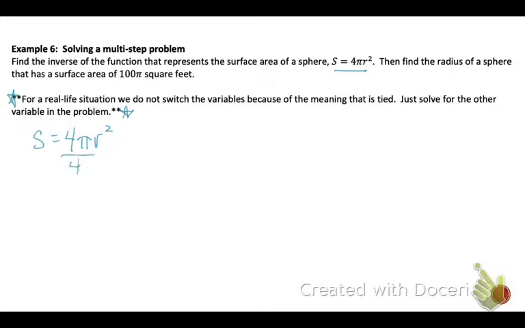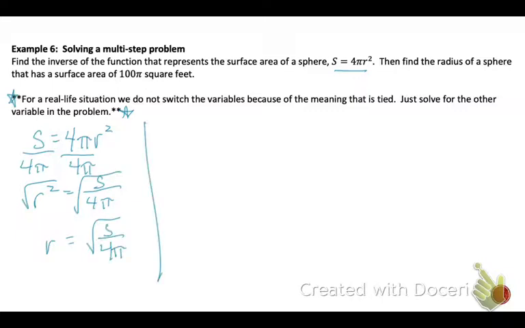We're going to divide both sides by 4 pi. We can do that all at once. R squared will equal S over 4 pi, and then we need to undo the squaring by taking the square root of both sides. So r will equal the square root of S over 4 pi. I'm not going to worry about rationalizing the denominator with this formula.